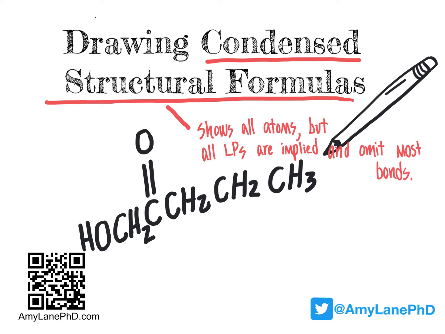So condensed structural formulas are going to show us all of the atoms, but they're going to omit or imply that lone pairs are there based on the fact that we don't see formal charges on individual atoms, and most of the bonds are going to be omitted. So in this chain here, you'll notice that all of the covalent bonds are omitted. It doesn't mean that they're not actually there in the physical molecule that would exist in real life, but instead, the way that we've drawn this is going to allow us to infer who's connected to whom as we go through this chain.